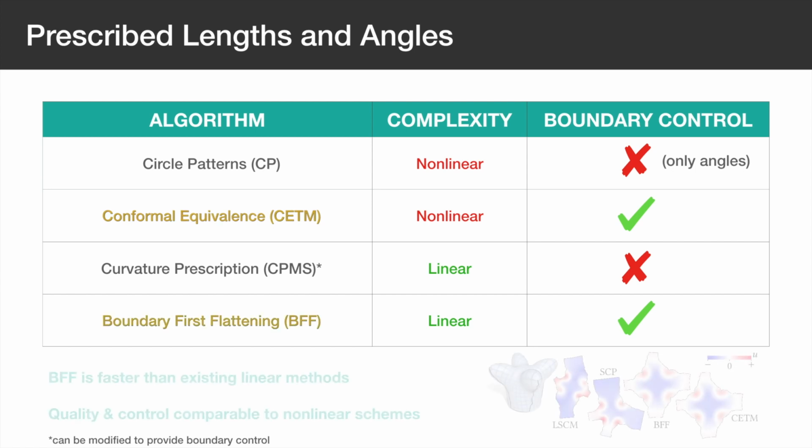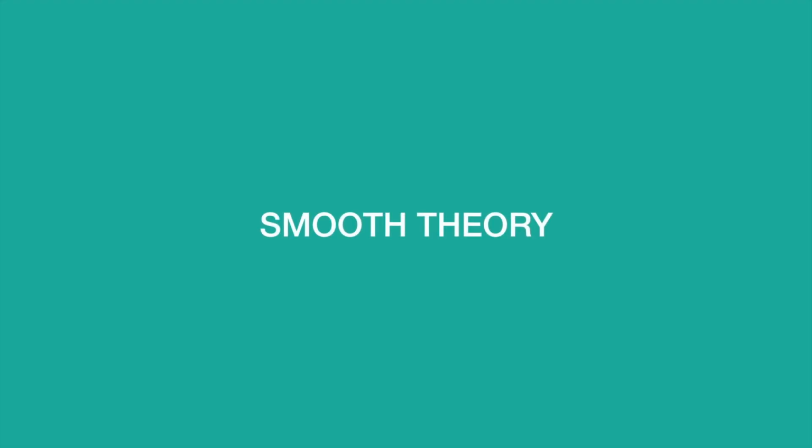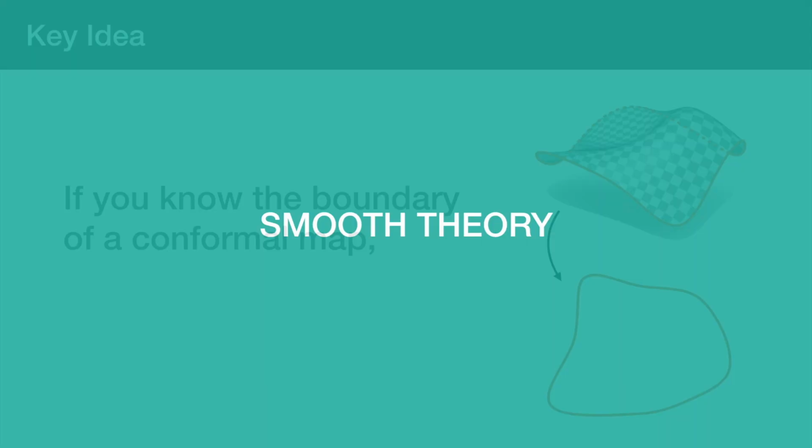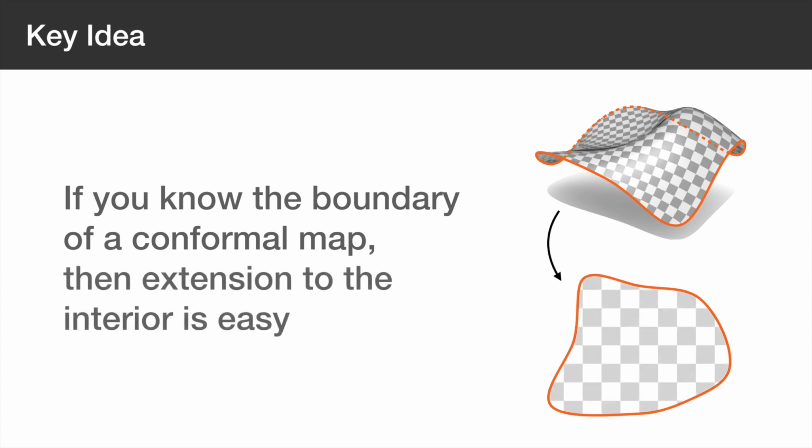Compared to previous work, then, BFF turns out to be faster than existing linear methods, yet provides quality and control comparable to sophisticated nonlinear schemes. I'll now dive into the details behind boundary first flattening, starting with the smooth theory. The key idea is pretty simple. If you know the boundary of a conformal map, then its extension to the interior is easy.